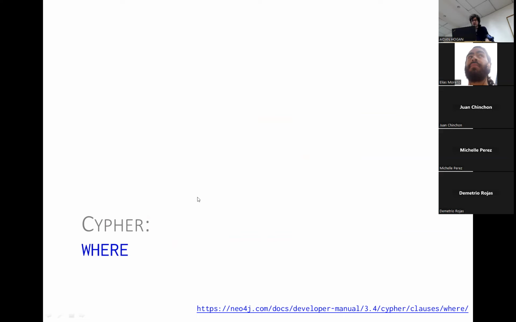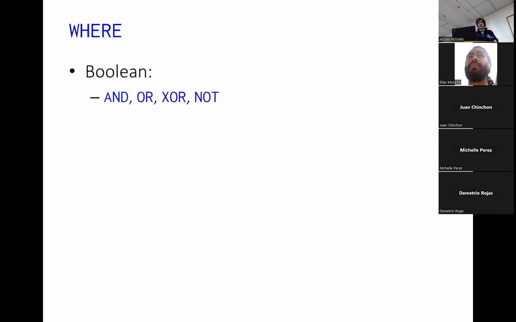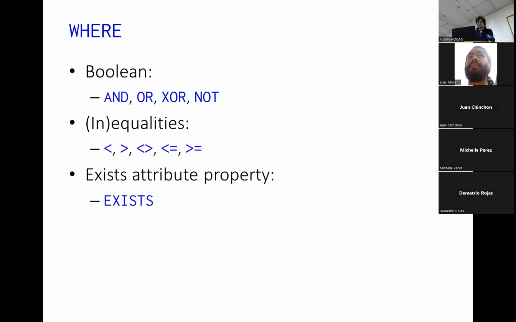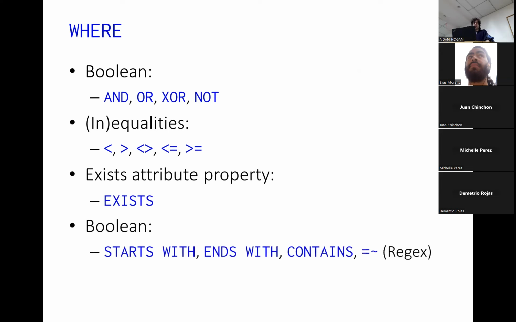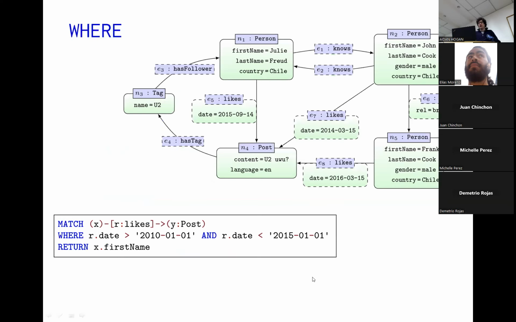Good. So that's the core of the Cypher query language. Then we have some functions for doing selections or more advanced selection options. So we have your typical Boolean connectives. We have inequalities. We have an exists attribute property to see if there is a property with some value. We have some string functions here. I don't know why it says Boolean, but string functions. So we have starts with, ends with, contains, and then a regex. We can see if a string matches some regular expression.